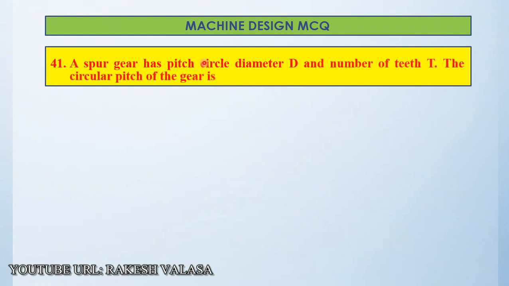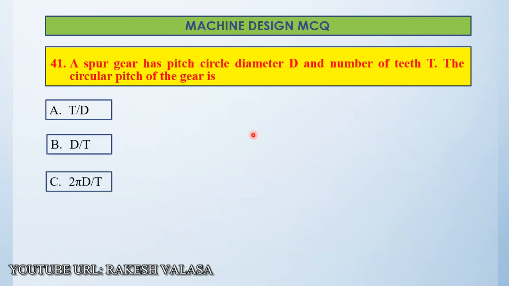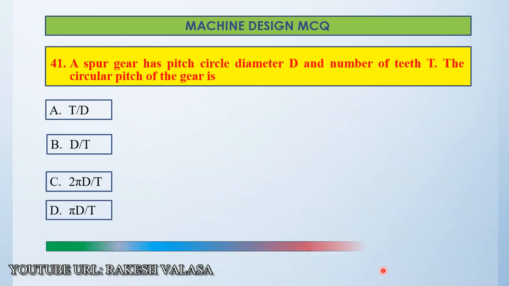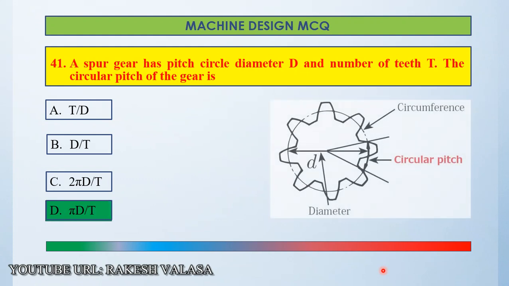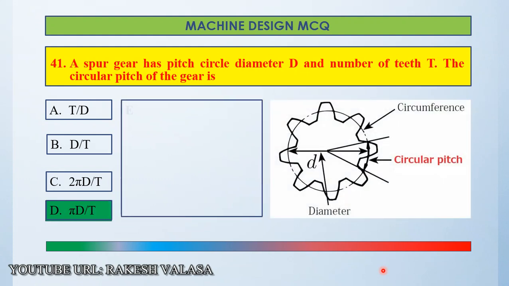A spur gear has pitch circle diameter d and number of teeth t. The circular pitch of the gear is option A t by d, option B d by t, option C 2 pi d by t, option D pi d by t. The correct answer is option D pi d by t. Let us see the explanation.